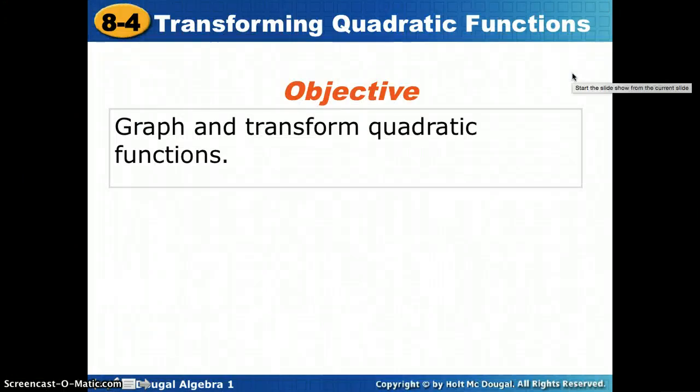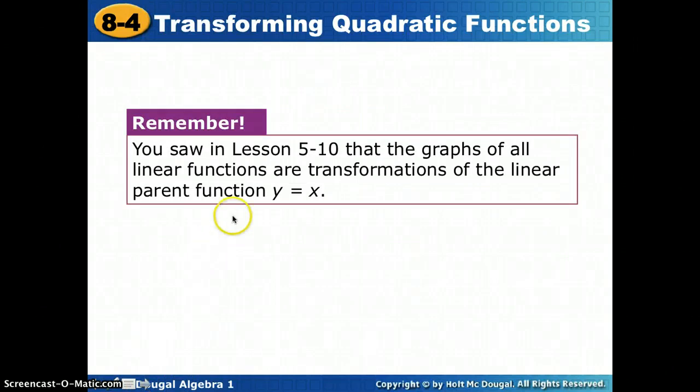Alright, in this lesson we're going to transform quadratic equations. That means to move them around. So you saw in lesson 5.10 that the graphs of all linear functions are transformations of the linear parent function y equals x. This right here is a linear equation with nothing on it. It's just a slope of 1 and a y-intercept of 0, so it's just a diagonal line, up 1 over 1, up 1 over 1.